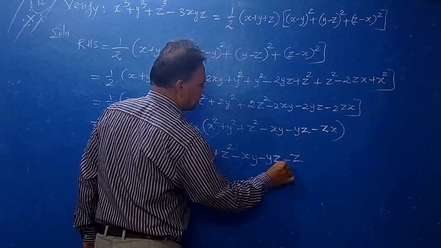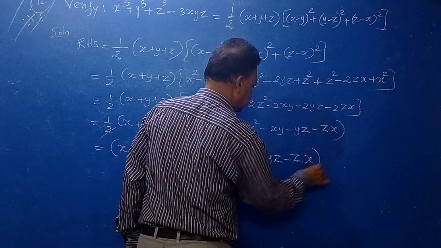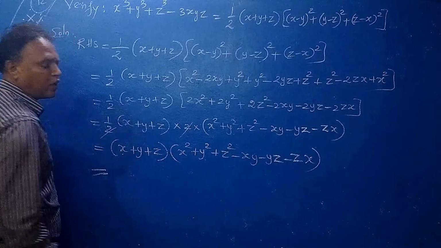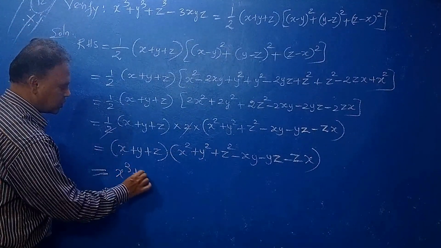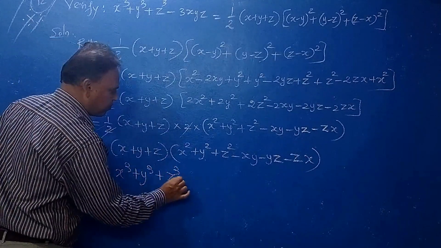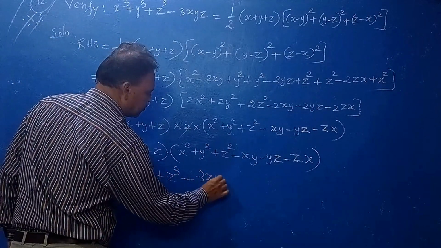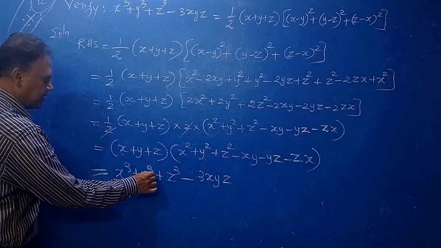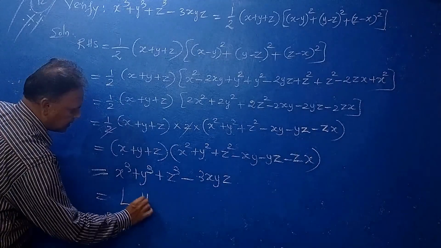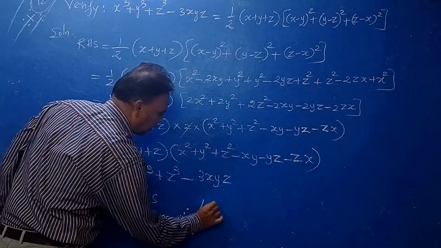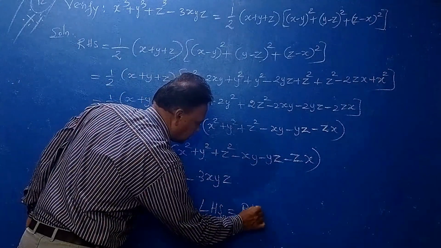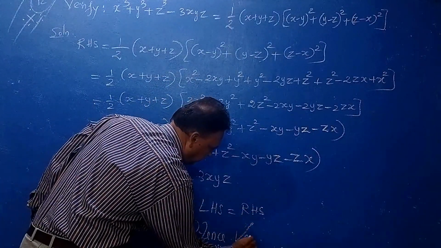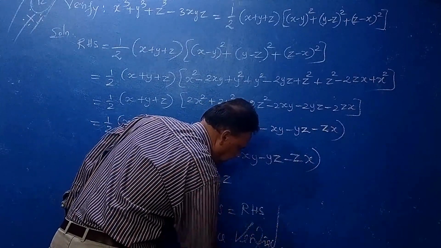So just to recall the formula, which identity is it? 10th identity. Here, if you multiply, what will you get? x cube plus y cube plus z cube minus 3xyz. You will get the left hand side, correctly. That is nothing but LHS. Therefore, LHS equal to RHS. Hence verified.